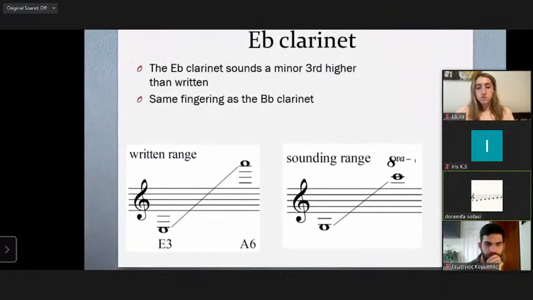So we can see that the written range is the same as the B flat clarinet, but the sounding range is different because the transposition is different. It is a minor third higher than written. Here you have the sounding range from G3 up to D6.